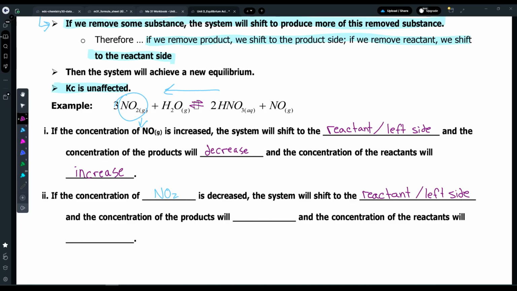So what's going to happen to the concentration of the products is they are going to decrease, and the concentration of the reactants will increase, and again that's because the reverse reaction is being favored.